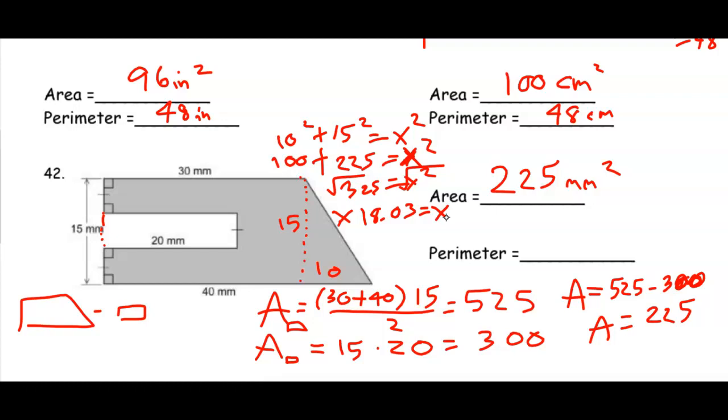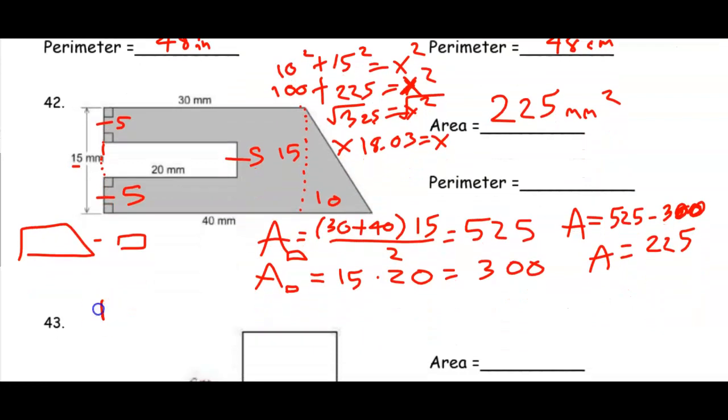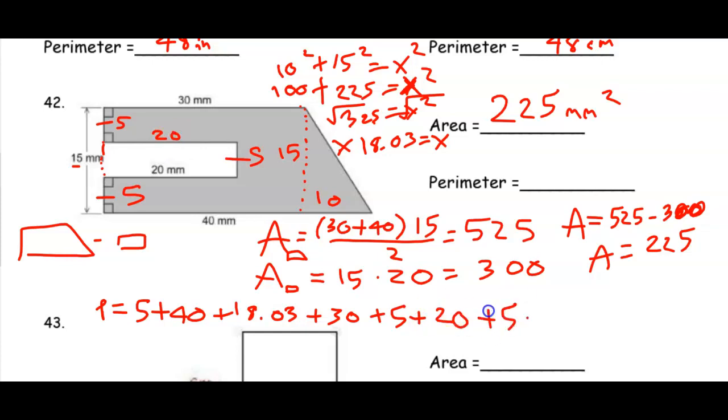All right, so now for perimeter, I can add up all these outside sides. By the way, if each of these are equal and they add up to 15, so each of these is going to have to be 5, 5, and 5. So now we can add up all the side lengths. It'll be a long one. 5 plus 40 plus 18.03 plus 30 plus 5 plus 20 plus 5 plus 20. All right, add all that up.